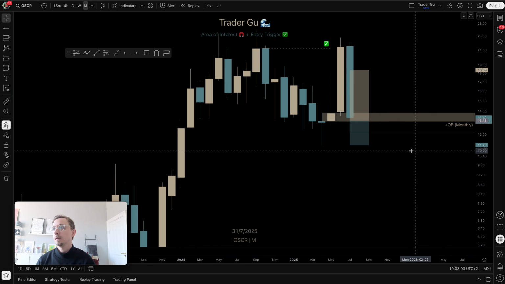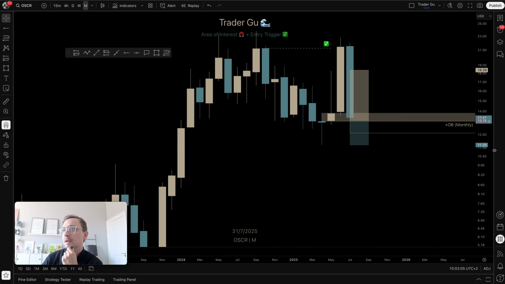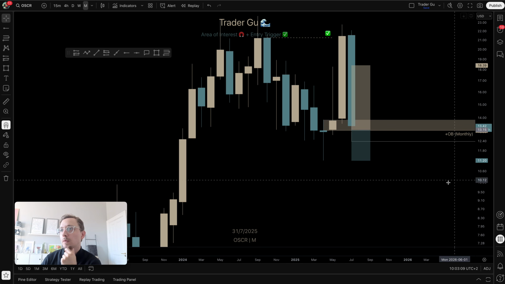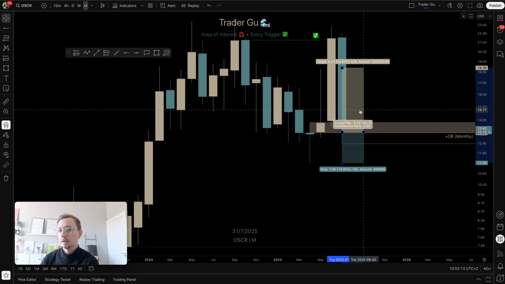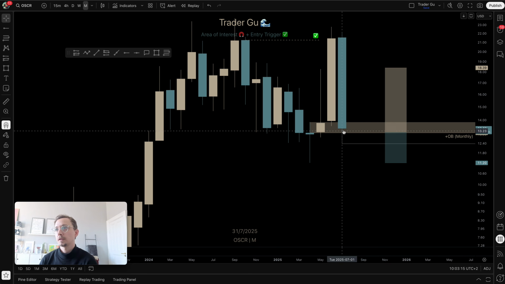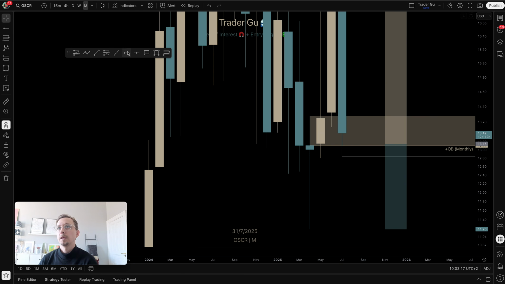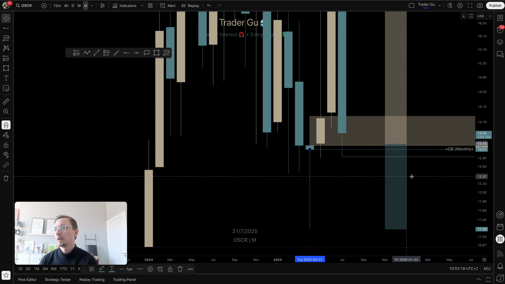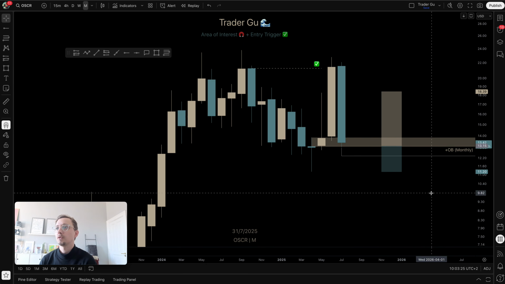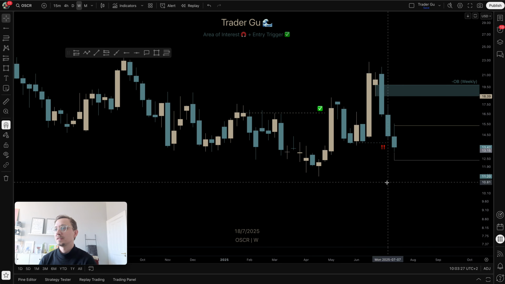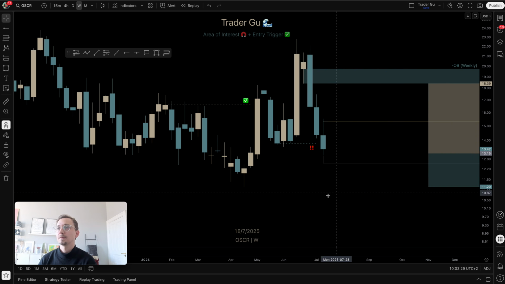And although my invalidation level is $11.2, I will most likely exit this trade if the monthly candle is closing below this value here, $13. So if we close in the month below $13, I will most likely exit the trade. But let's see what happens in the next couple of weeks.